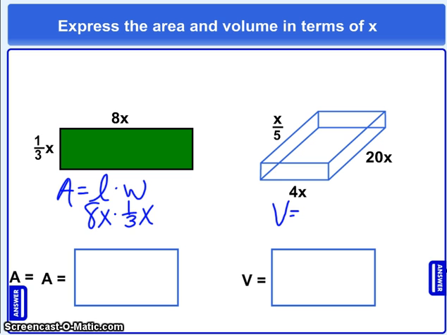Volume, length times width times height. So we have our length, width, and height labeled on our box area. So substituting in, start with your coefficients, work with your variables. Hopefully you do indeed get your answers.